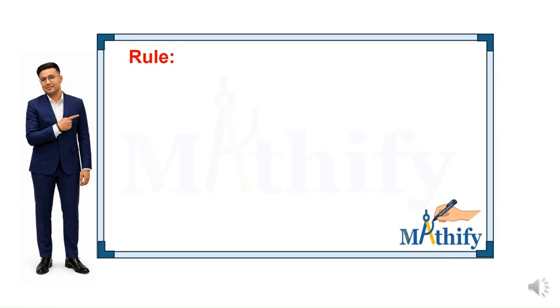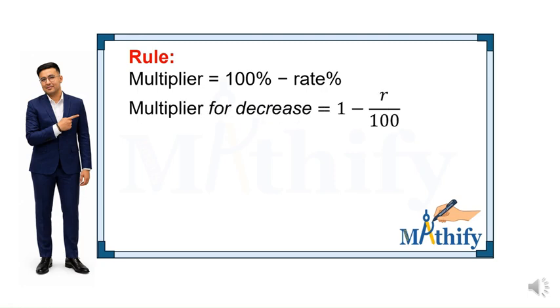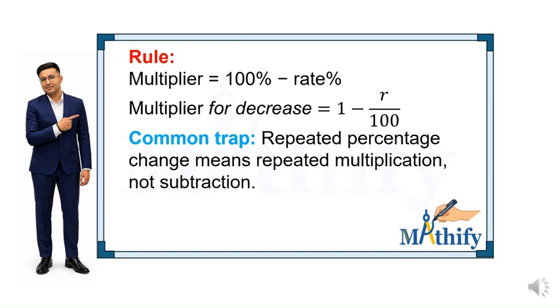What is the rule for depreciation? Multiplier is equal to 100% minus the rate as a percentage. So the multiplier for decrease is equal to 1 minus R, the interest rate as a percentage, divided by 100. The common trap: repeated percentage change means repeated multiplication, not subtraction.